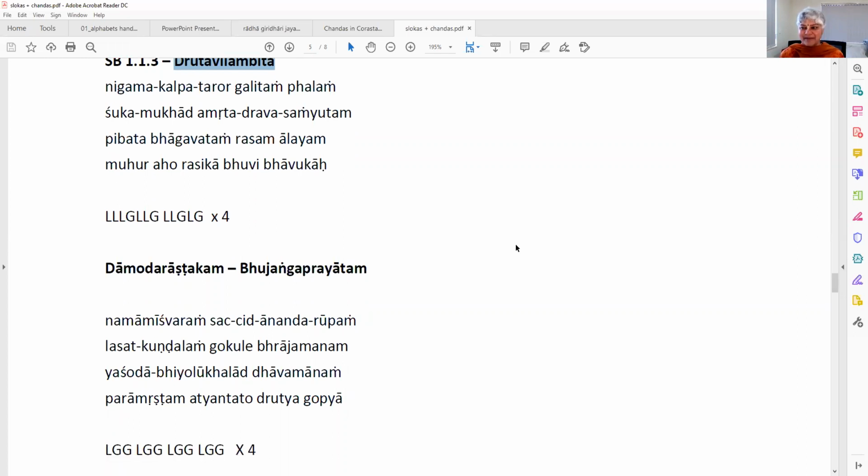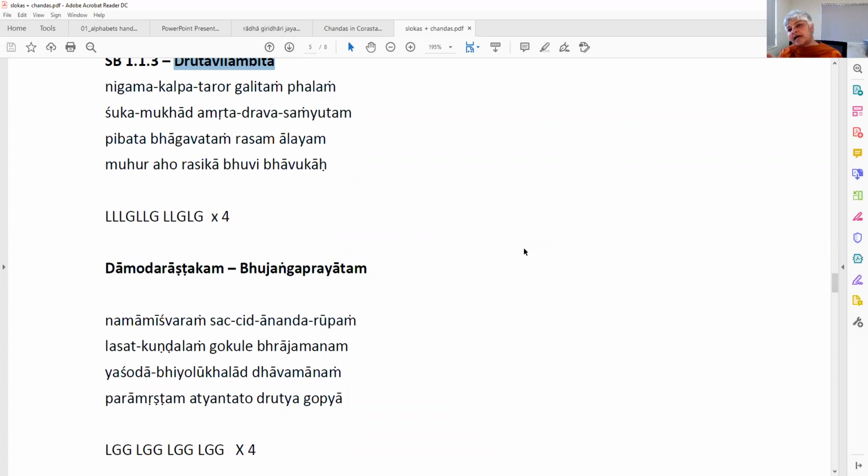Now this is in a meter called Bhujanga Prayatam. Bhujanga means snake. Prayatam means movement. So the Damodarashtakam is in the meter which is like the movement of a snake. So it kind of winds along. Okay. So how does the Damodarashtakam go?